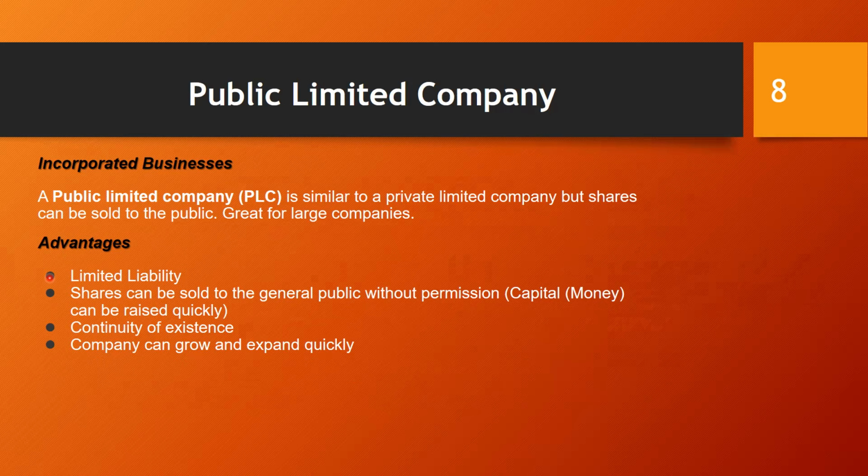And also, there is continuity, meaning what? Even if one of the shareholders dies, the business will continue to operate even in the foreseeable future. And lastly, the company can grow and expand quickly. Why? Because there is more capital available to enable you to grow and expand, to hire more employees, to open more branches, to market your goods internationally. You can go on to do all that because the capital available allows you to do so.